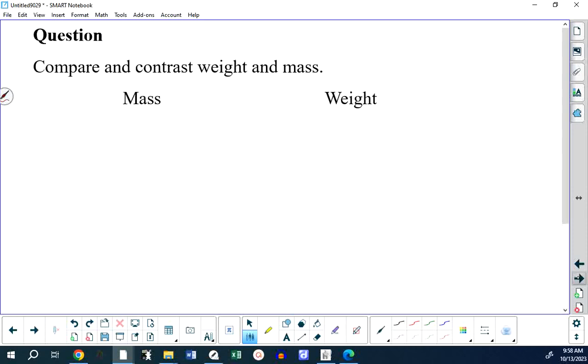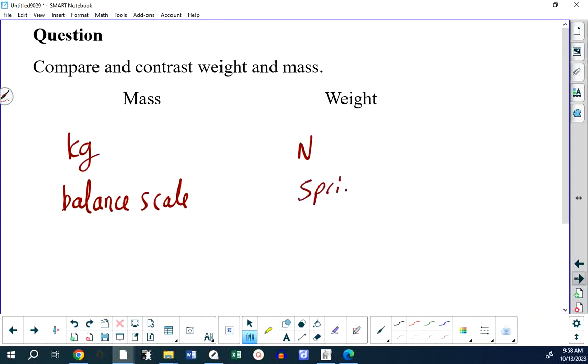So we're going to write out a summary here of everything we've learned about mass and weight. Mass is measured in kilograms. I'm not going to put in here the definition of these in words. I'm not going to write, oh, it's the amount of matter. It's kilograms. Weight is measured in newtons. Mass is measured using a balance scale. Weight is measured using a spring scale.